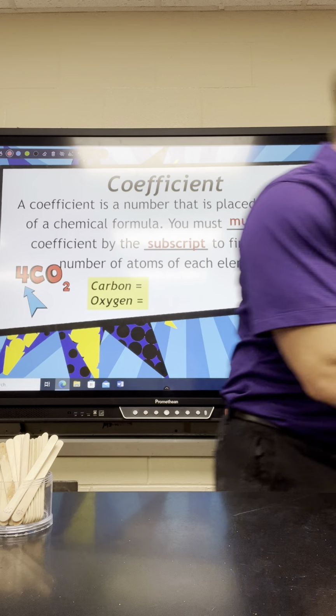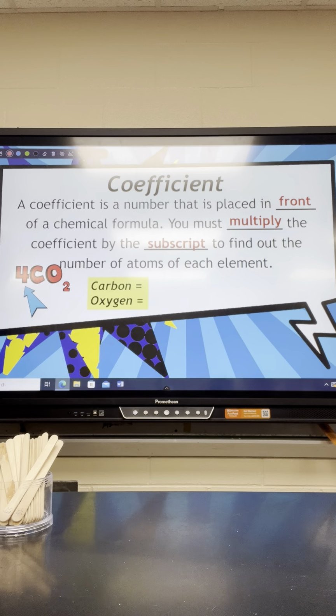All right, so we've seen this, but we didn't know the name of it. This big number out in front, we call it the coefficient. All right, and what does that tell us? Yes, Arca? That tells us how many of the elements we have. So is it saying we have 4 CO2s? Yes, it is. That's why we distribute it to each one.